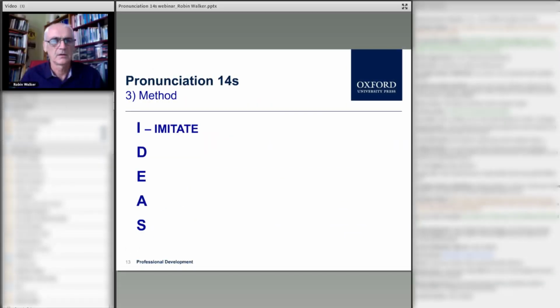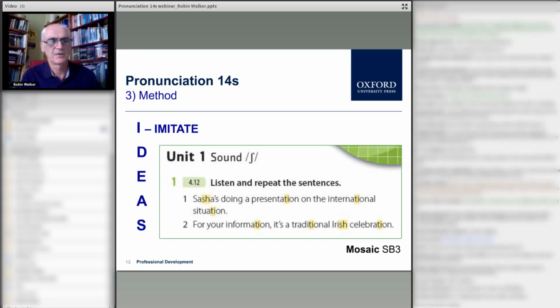Pronunciation is a skill. It needs a lot of repetitive work, and imitation is a way we've always tried to learn things. If you learn to play tennis, you imitate a good tennis player. If you learn to play the violin, you watch people playing the violin and you try to imitate them. Listen and repeat. This imitation of a model, I think, is still the baseline.